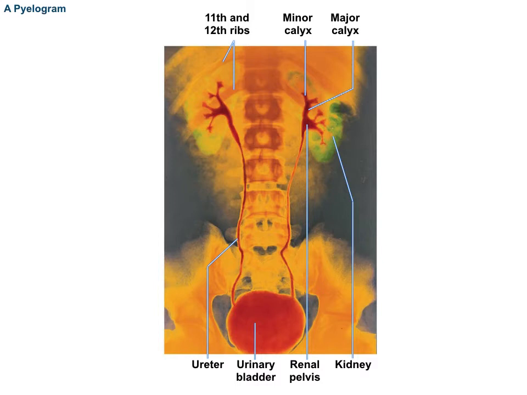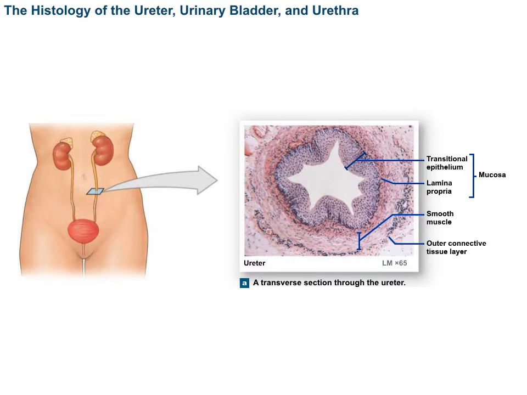An IVP can show things like a blockage by a kidney stone. It can show enlarged prostates, kidney cysts, urinary tract tumors, narrowing or strictures of the ureters, different defects. It is very useful without being very invasive.